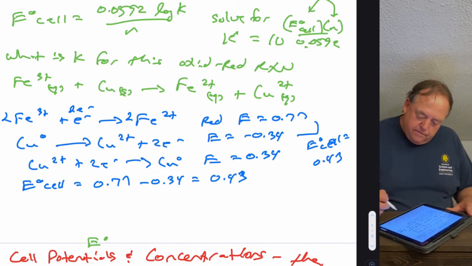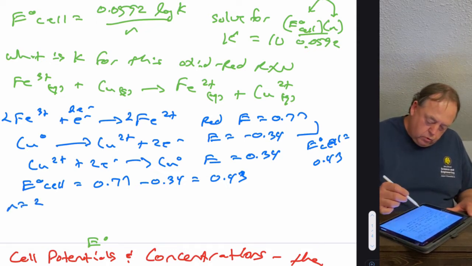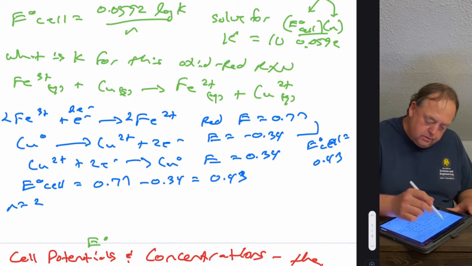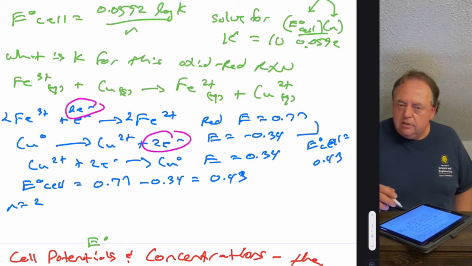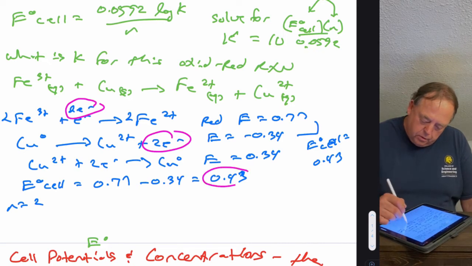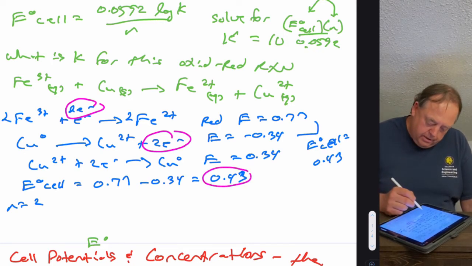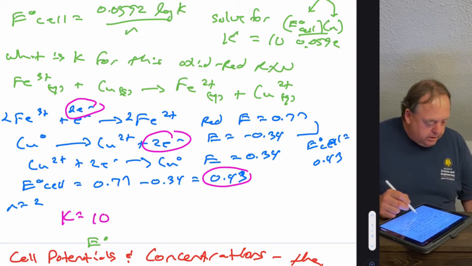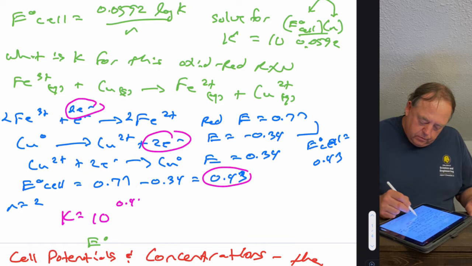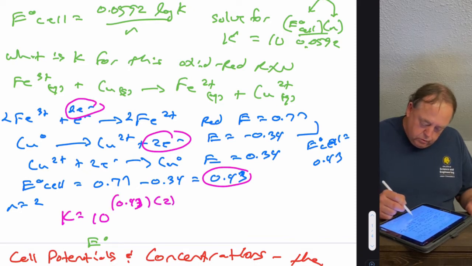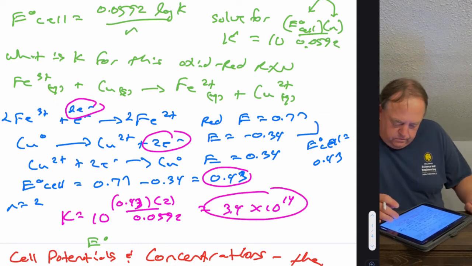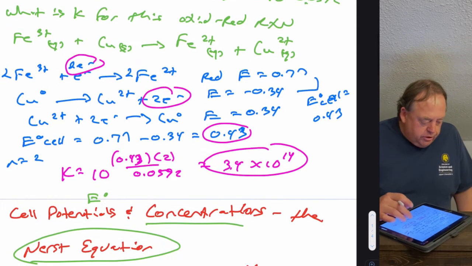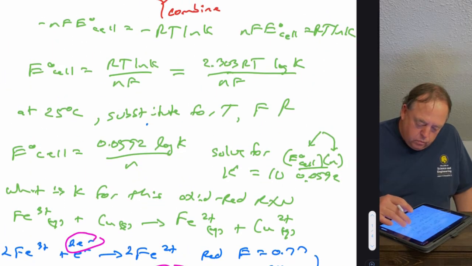Okay, so now n is equal to 2, right? So we have two electrons in the balanced half reactions. And we have E is 0.43, so we can just plug into the formula and solve for K. So K is equal to 10 to the 0.43 times 2 divided by 0.0592, which is equal to 3.4 times 10 to the 14th. Okay, so a huge equilibrium constant, so this reaction would lie very far to the right.